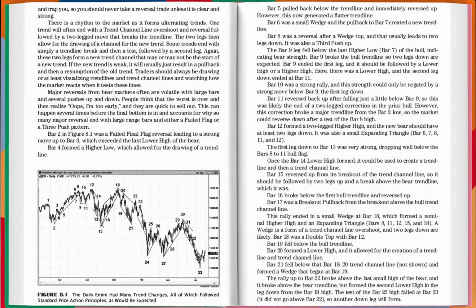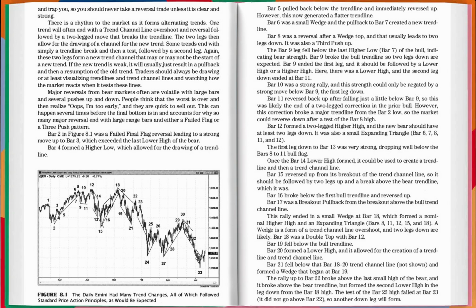Bar 9 ended the first leg, and it should be followed by a lower high or a higher high. Here, there was a lower high, and the second leg down ended at bar 11. Bar 10 was a strong rally, and this strength could only be negated by a strong move below bar 9, the first leg down. Bar 11 reversed back up after falling just a little below bar 9, so this was likely the end of a two-legged correction in the prior bull.